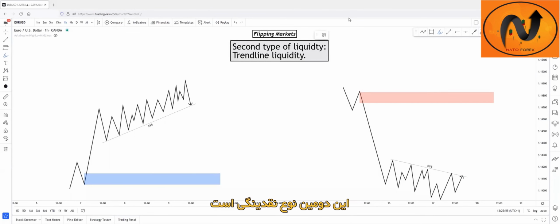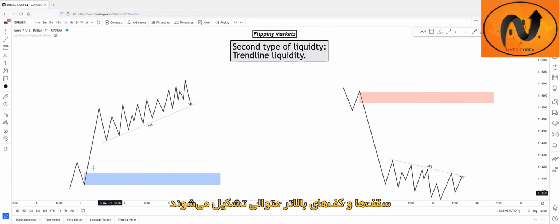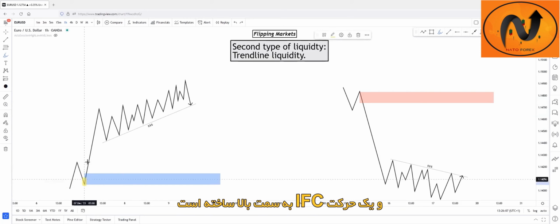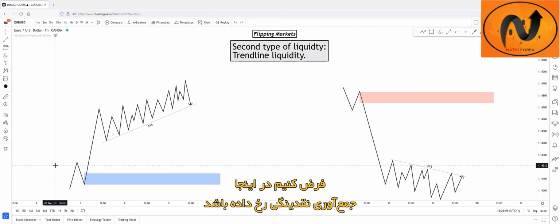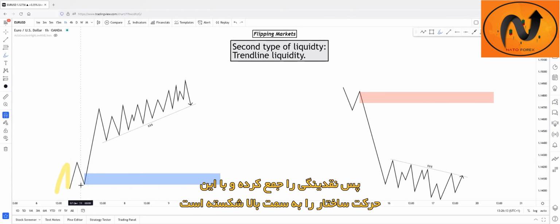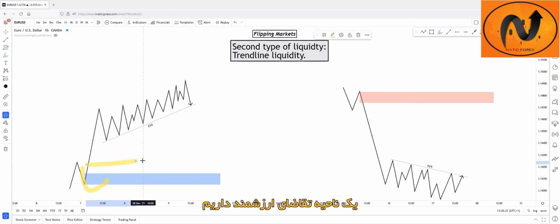Okay, that's your second type of liquidity, which is the trend line liquidity. We have the same scenario, price is moving in an uptrend, creating a series of higher highs and higher lows. Price mitigated this demand zone here. After this it created an inefficient push to the upside, let's say swept the liquidity from this region because we had a double tap here. So it swept the liquidity and broke structure to the upside with this movement. So it has all the three criteria. So this is a really valuable demand zone.